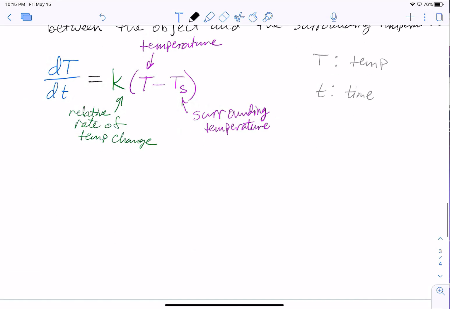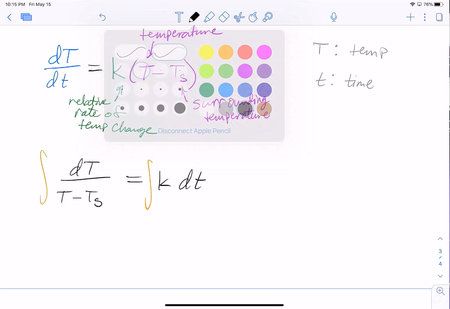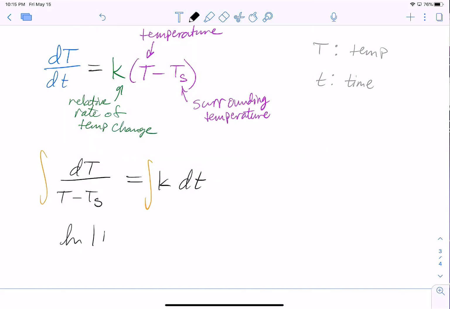Now this is a similar situation to the population model that we saw. And what we're going to do is put the variables together. So we'll write this as dT, that's uppercase T, divided by T minus T sub S, the surrounding temperature, is equal to k dt, that second t being time. And we'll deal with this the way we dealt with the last one. We're going to integrate. On the left-hand side, we have the natural log of the absolute value of T minus T sub S, and that's equal to the right-hand side, which is kt plus C.